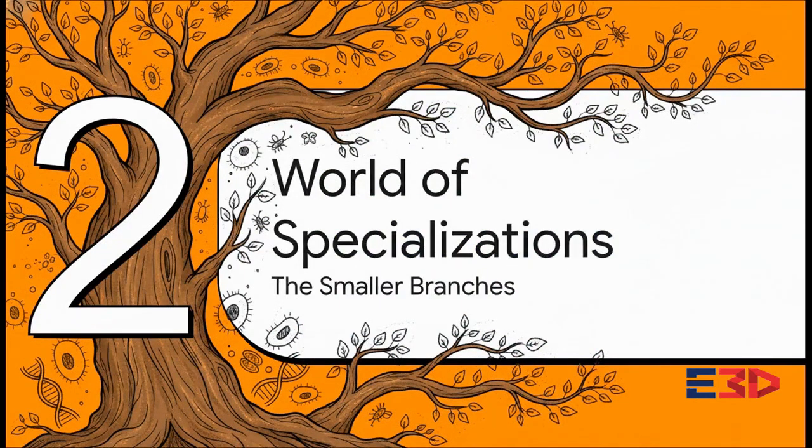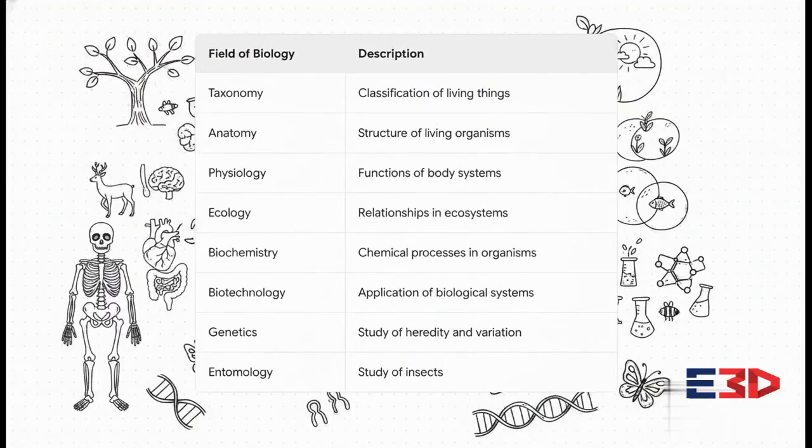Okay, so let's keep climbing. We're moving up from those two main trunks to explore all the smaller, more specialized branches. And this is where biology gets really, really cool. We're going from the super general to the incredibly specific. And wow, just take a look at how diverse these specializations can get. This is just a sample, but look at the range here.